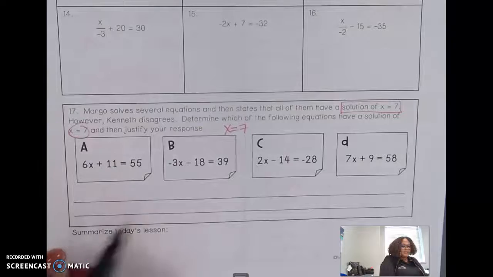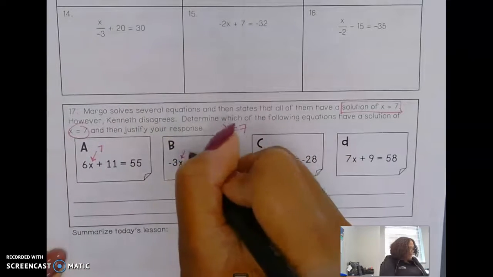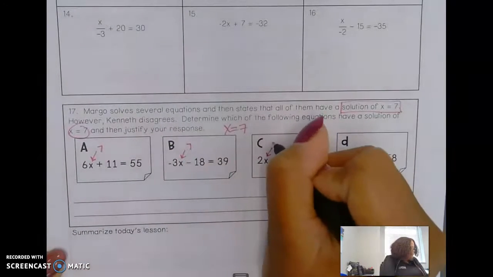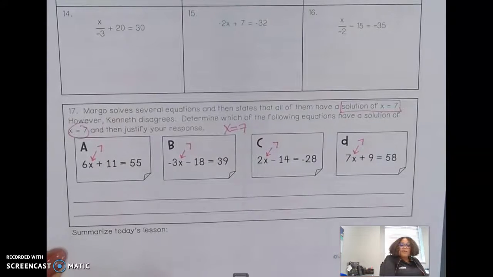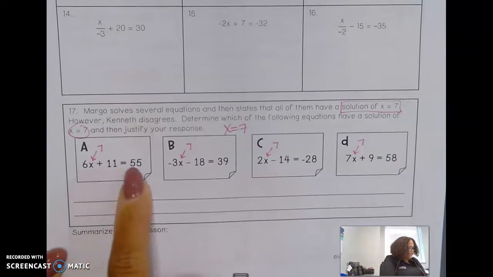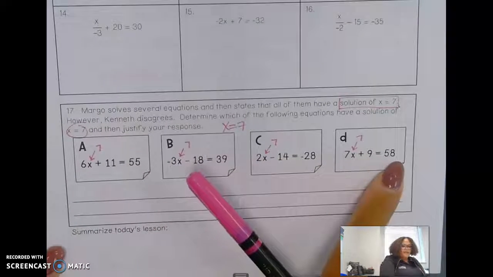I'm going to take a shortcut. I am going to take out x and put in 7. Take out x and put in 7. I'm replacing all of them. Then I will check to see, do these equal 55, 39, -28, and 58?